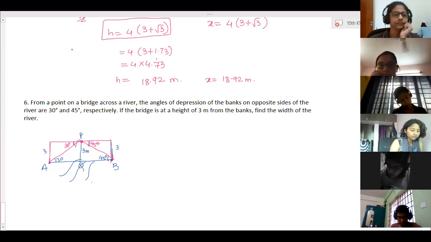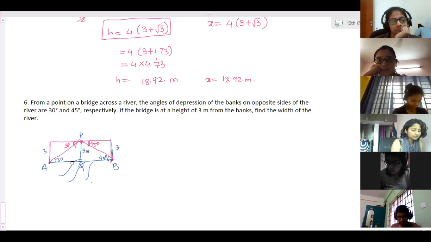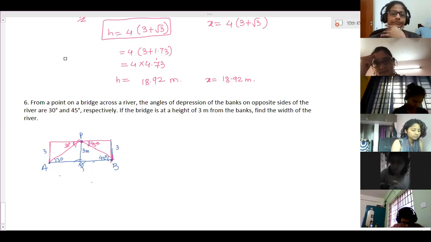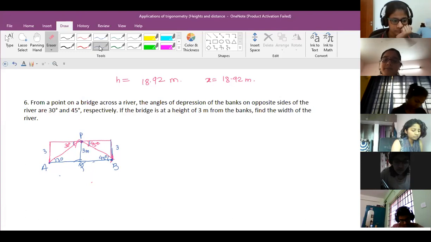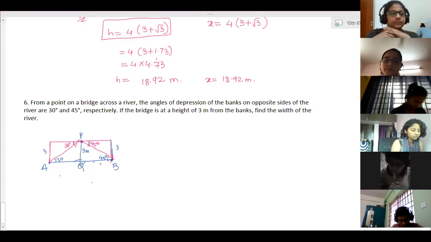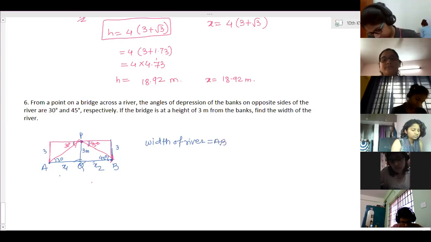We have to calculate distance AB. So first find AQ and QB. Consider AQ as x1, QB as x2. So width of the river is equal to AB, that is equal to x1 plus x2.